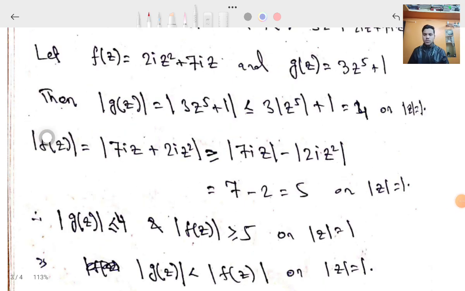And |f(z)| = |7iz + 2iz^2|, which is greater than or equal to |7iz| minus |2iz^2|. Then it equals 7 minus 2, as on |z| = 1, |z| = 1 and |z^2| = 1. Therefore 7 minus 2 equals 5. Therefore |g(z)| is less than or equal to 4 and |f(z)| is greater than or equal to 5 on |z| = 1. That implies |g(z)| is less than |f(z)| on |z| = 1.